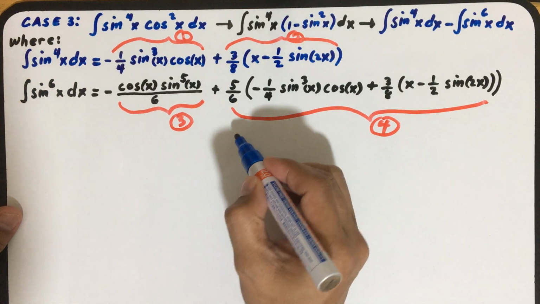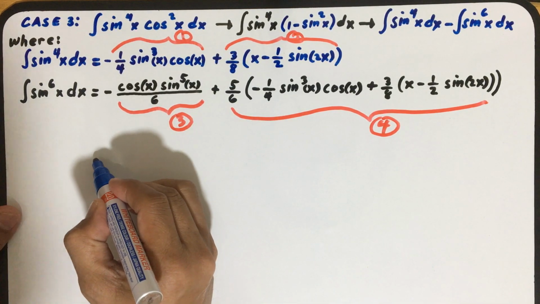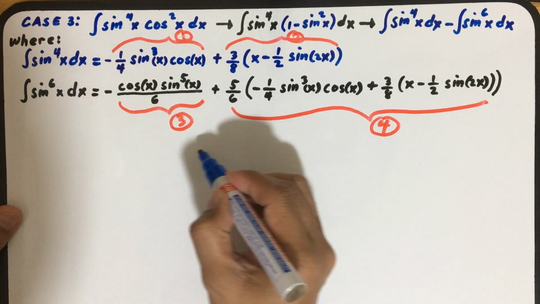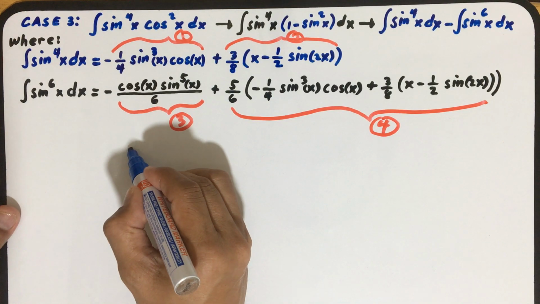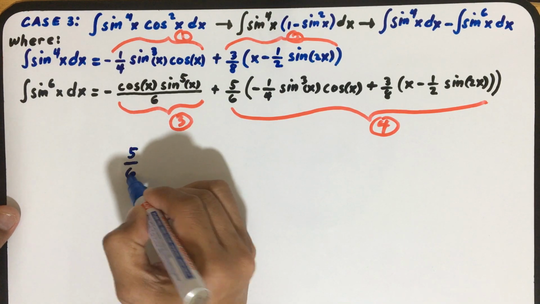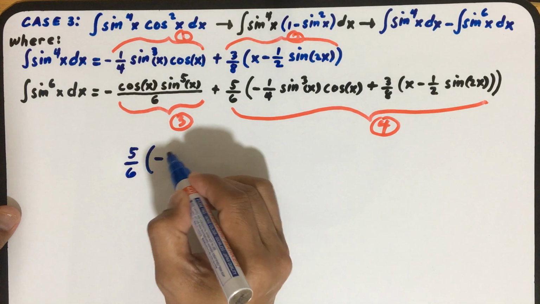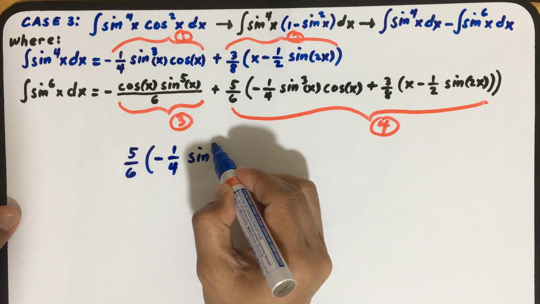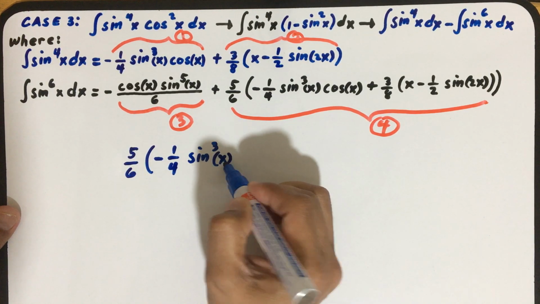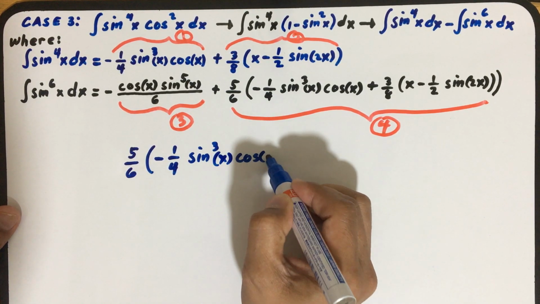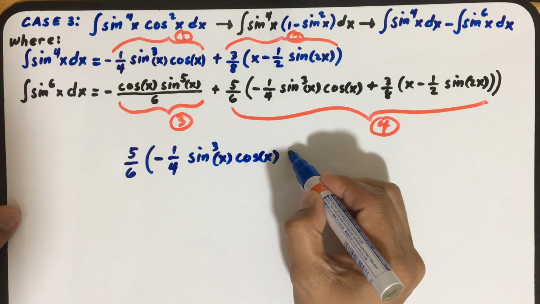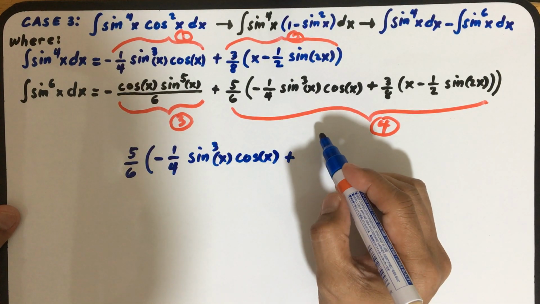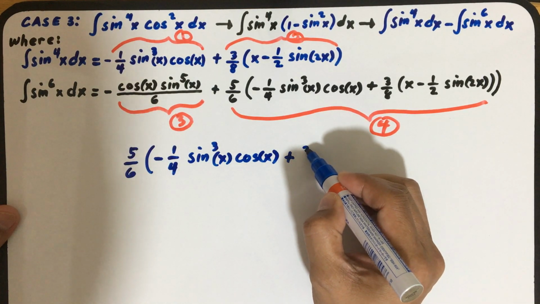We have, okay, I need a little wider space. So 5 over 6 times 1/4 sine cube x times cosine x, then plus 3 over 8.